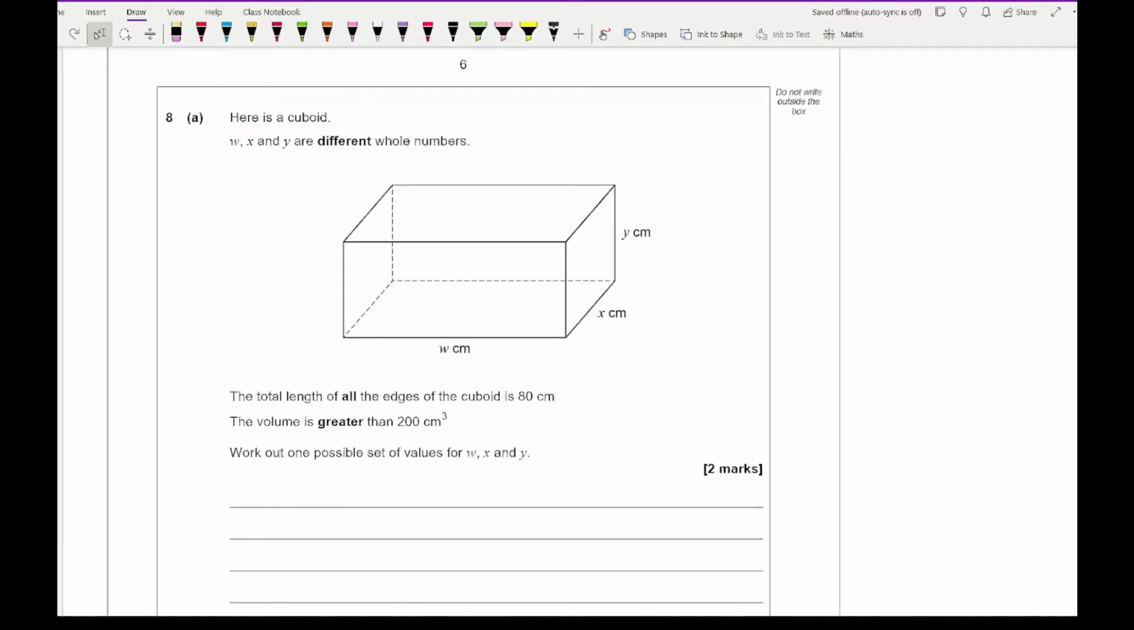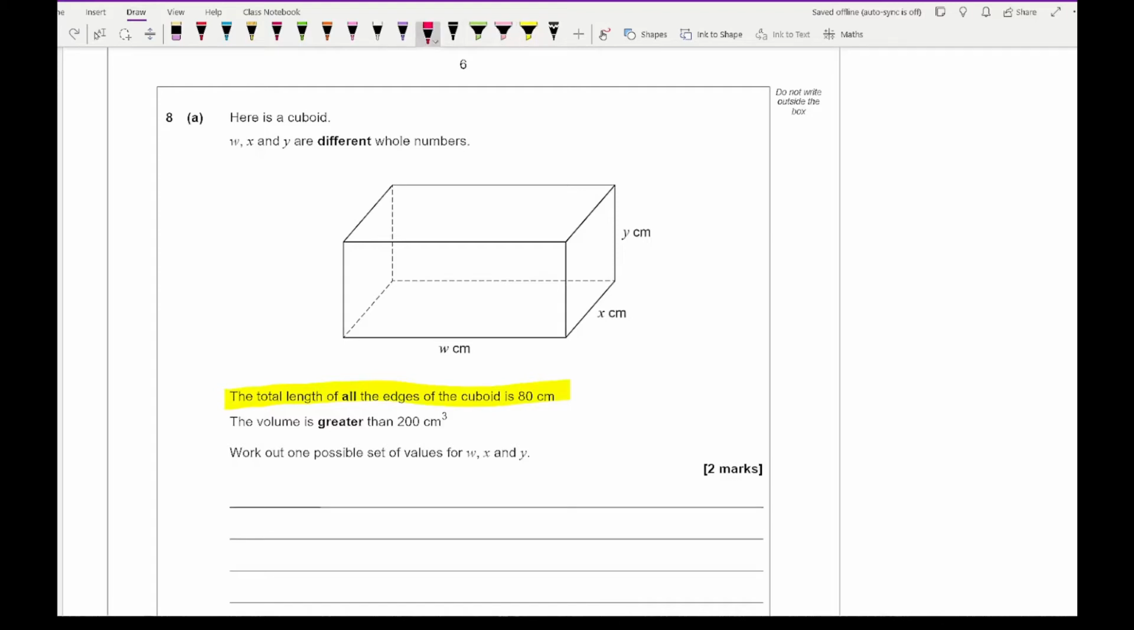So moving on to question 8a, it says here is a cuboid. w, x and y are different whole numbers. The total length of all the edges of the cuboid is 80 centimetres and the volume is greater than 200. Work out one possible set of the values for w, x and y. So let's have a look at this key bit of information that we know. So this first line here, it says all the edges of the cuboid is 80.